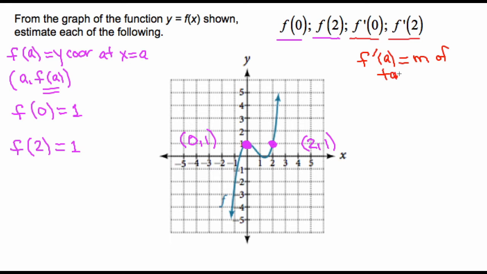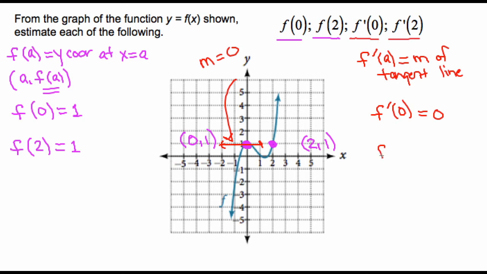So that means I'm going to have to draw the tangent line at x equals 0 and at x equals 2. So if I'm looking for the derivative at 0, I go to x equals 0 and I draw a line that's tangent to the curve there. And I try to read off the slope of that line. Slope of that line, well, that looks like that slope is 0 because the line is horizontal.